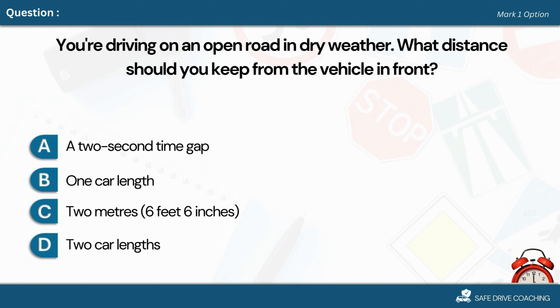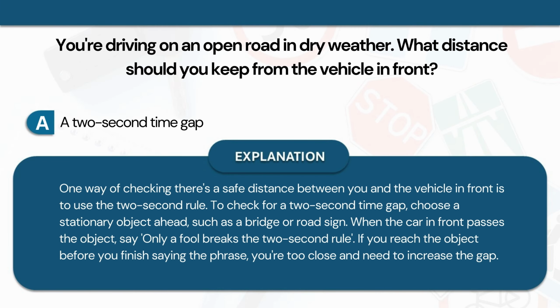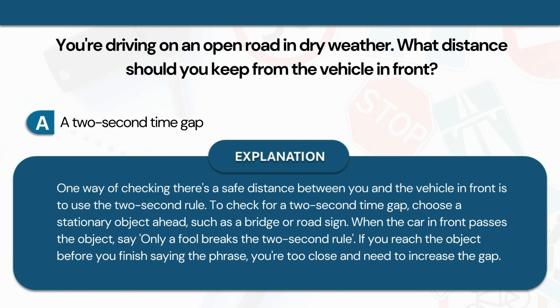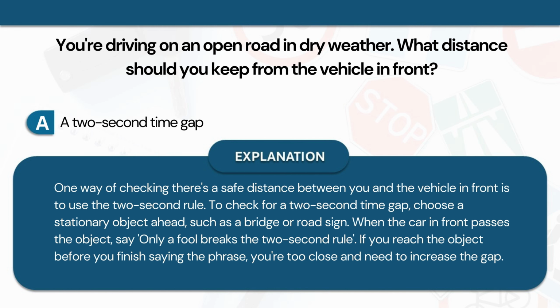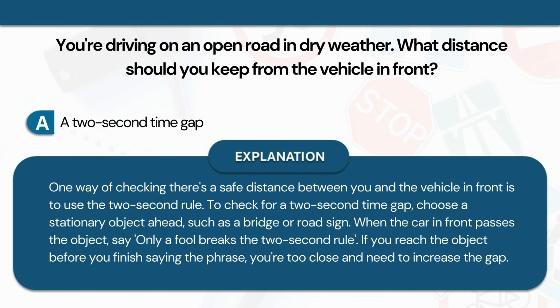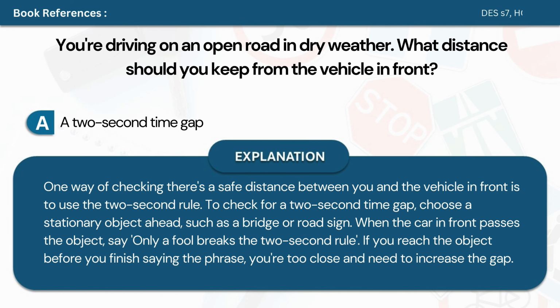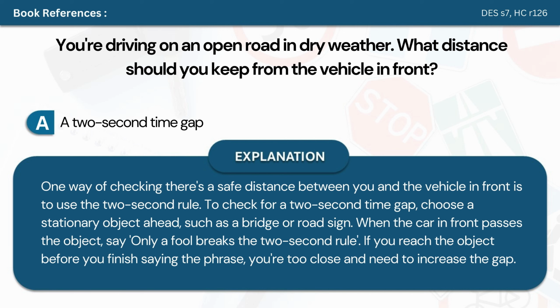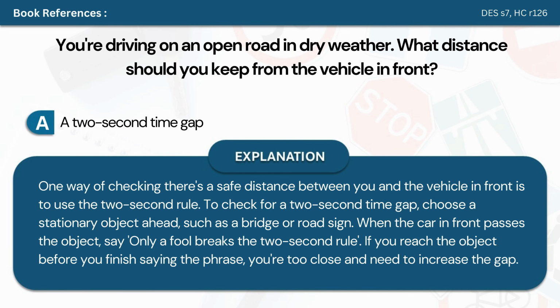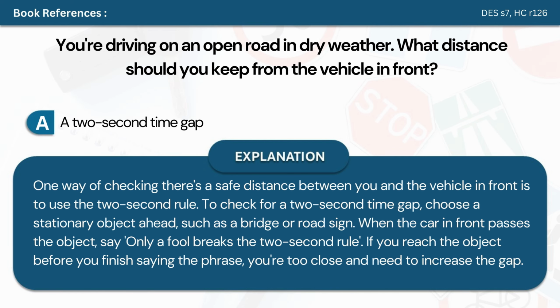The correct answer is A. A 2-second time gap. One way of checking there's a safe distance between you and the vehicle in front is to use the 2-second rule. To check for a 2-second time gap, choose a stationary object ahead, such as a bridge or road sign. When the car in front passes the object, say, "Only a fool breaks the 2-second rule." If you reach the object before you finish saying the phrase, you're too close and need to increase the gap.